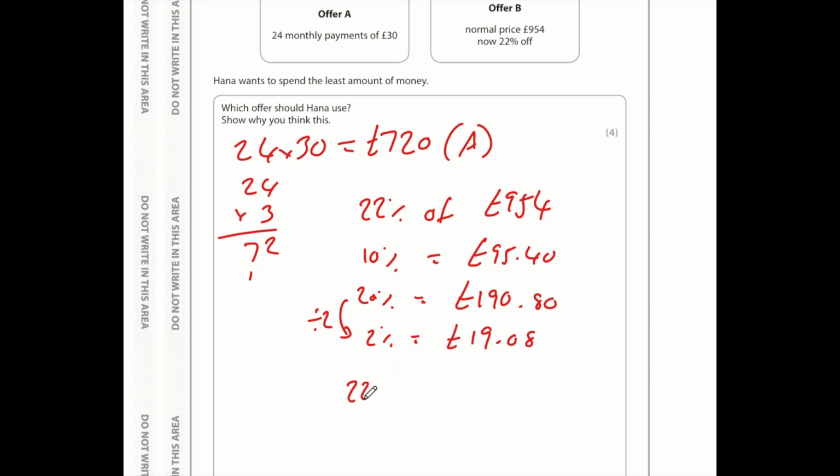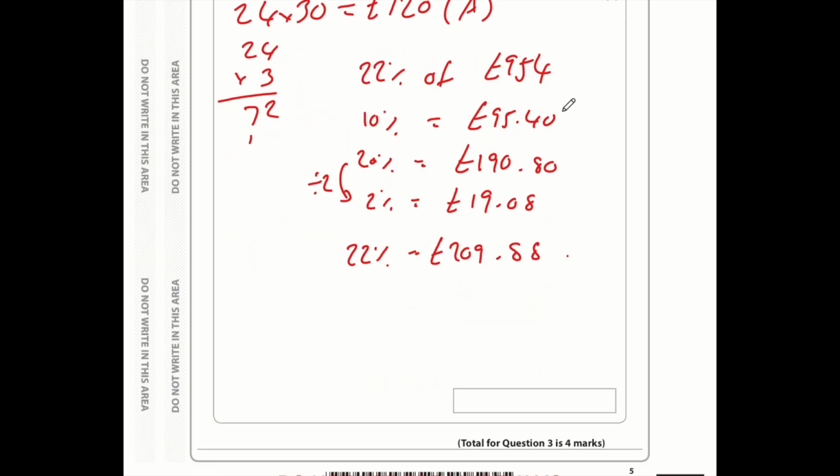So therefore 22% is going to be these two added together. 80 plus 8 is 88, and 190 plus 19 is going to be £209.88. So this is going to be the discount. So we just need to subtract this from 954.